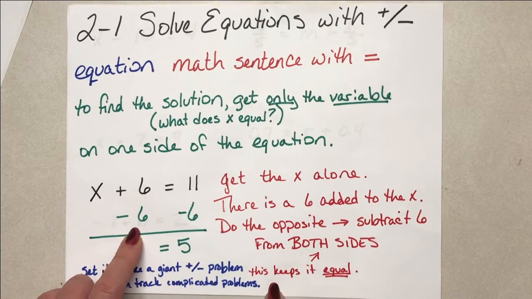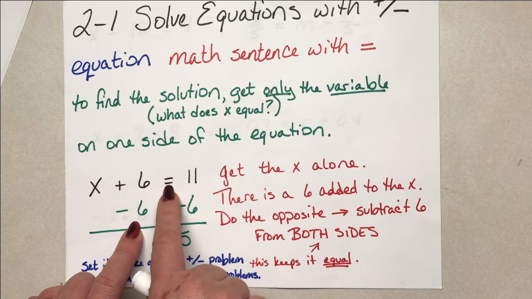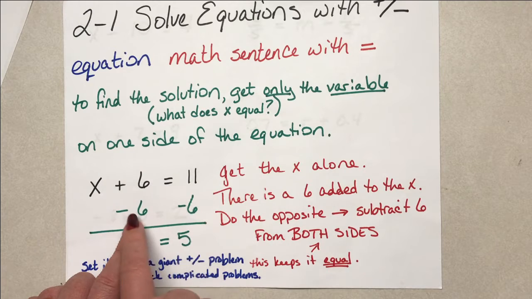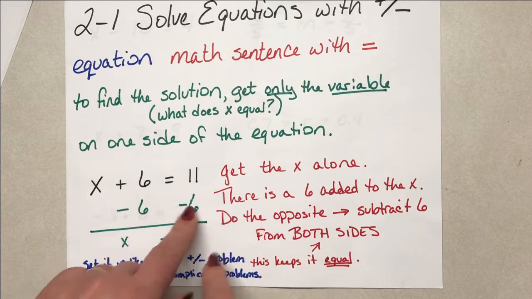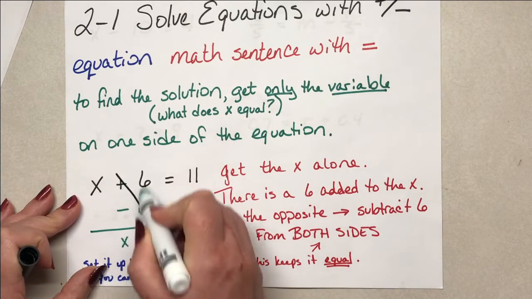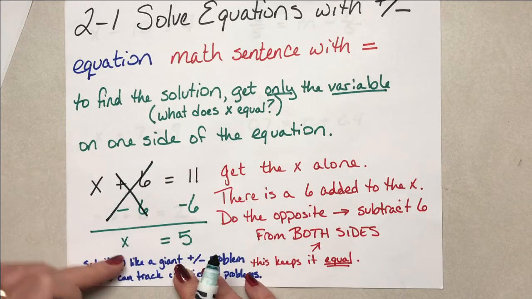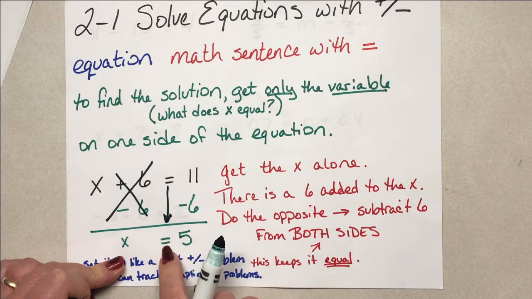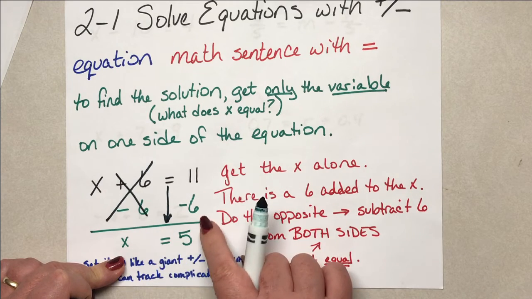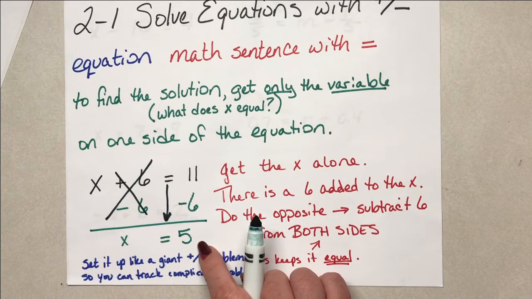This is what keeps it equal. It has to be an equation. We have to do the equal things to both sides. So if I subtract 6 here and I subtract 6 here, this goes away. And I bring down my x on this side, I bring down my equal sign here, and I do this math. 11 minus 6 equals 5.